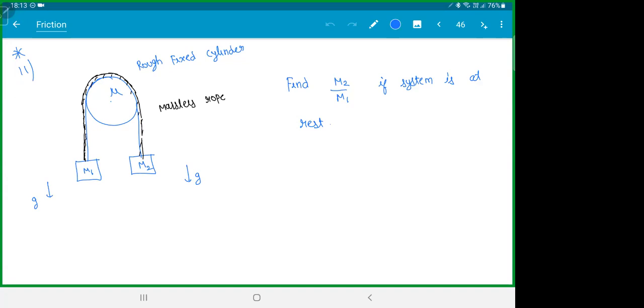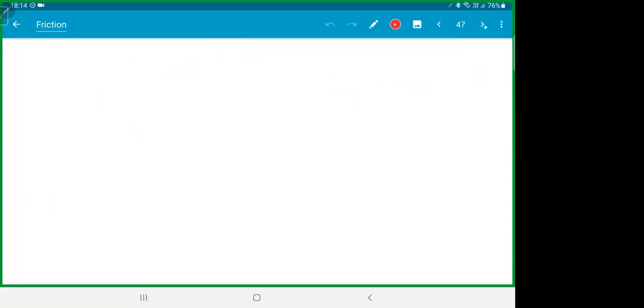Now, if you see, there are two possibilities, okay? M2 can be so heavy, then what would happen? The whole system will go this way. If M2 is too small, then the whole system will go this way. Got it? So you always get a range here. So let's see what is happening here.